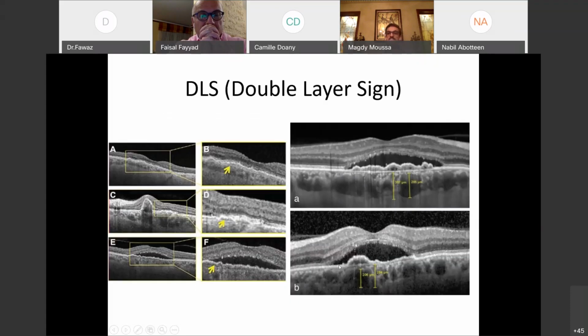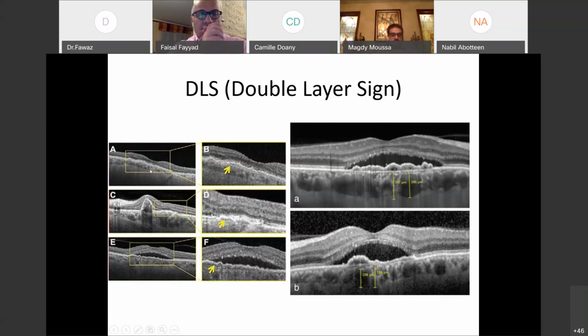But the story is not easy in all the cases. Sometimes, like in this case, or in this case, we may find very minimal changes indicating the presence of occult CNV. If we pay attention to this area here, we can look at the RPE detached, and just beneath the RPE, we have another hyperreflective line, which is the Bruch's membrane. And there is a space between them. This sign, we call it the double layer sign. When we find the double layer sign, it's an indication of the presence of occult CNV.